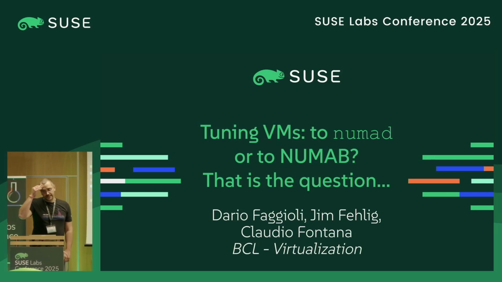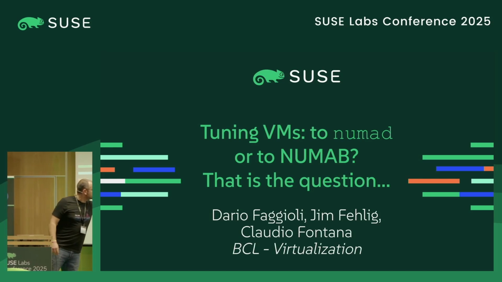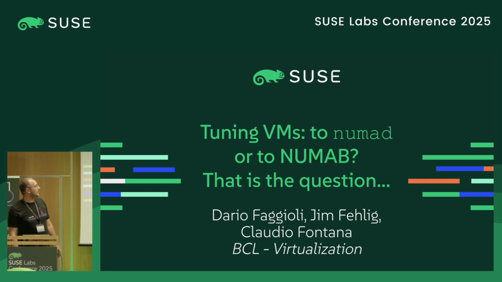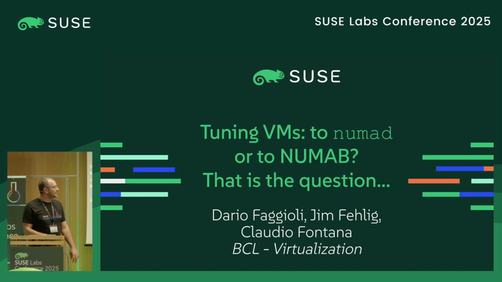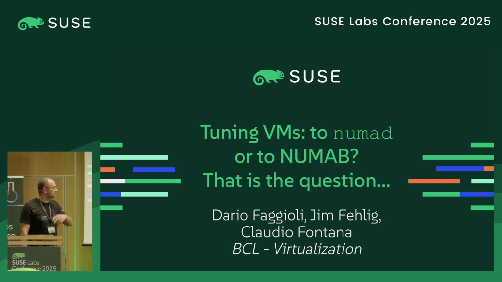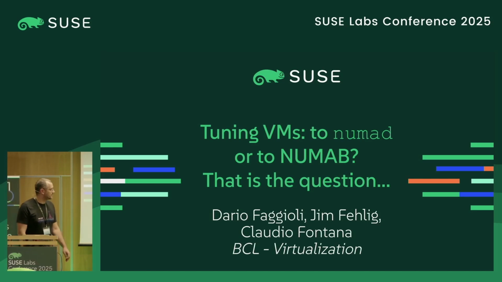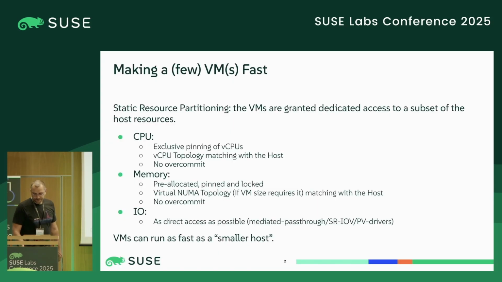I am Dario, so this one here among these names, and this is a talk about a joint effort that we are making inside the virtualization team at SUSE, together with Jim and also our team lead, no less, Claudio, to try to understand things like whether we can kill that nasty thing called NUMAD, whether it can be replaced by automatic NUMA balancing, but I mean, we will see.